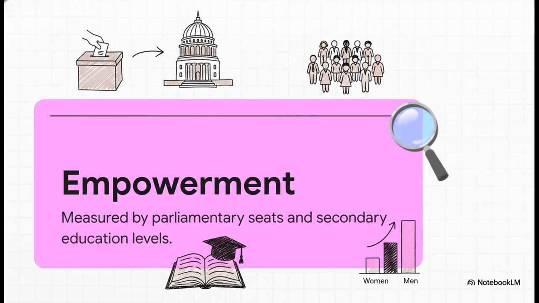Next, we've got empowerment, and this is measured in 2 ways. First, what percentage of seats in a country's parliament are held by women? That's all about political voice. And second, what's the level of secondary education for women compared to men? This, of course, represents access to knowledge and opportunity.